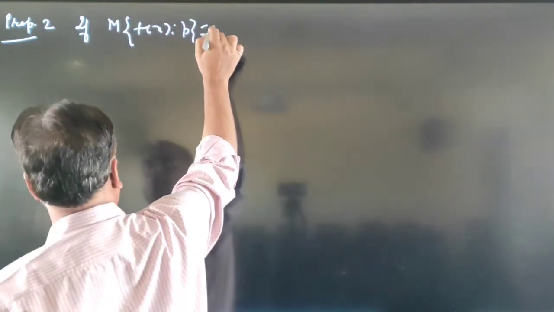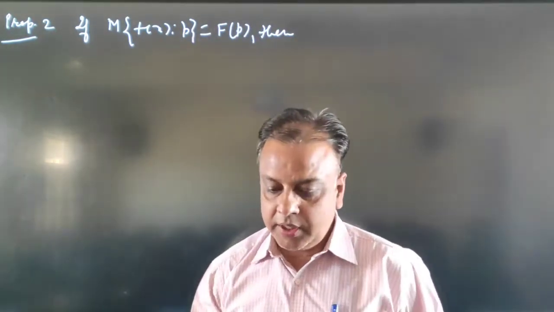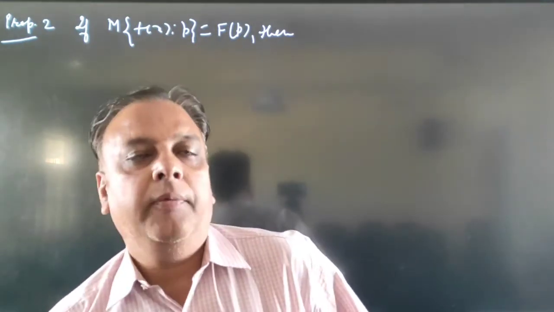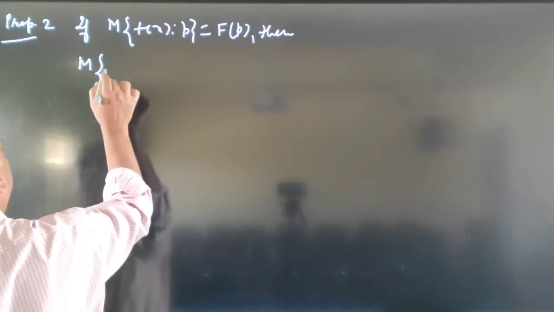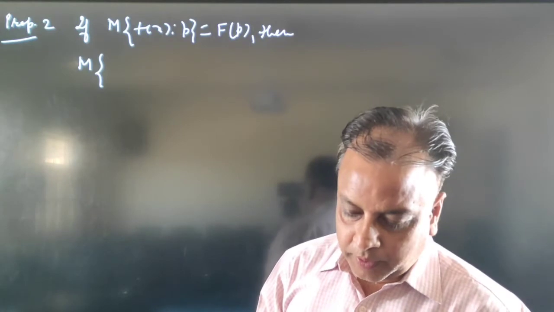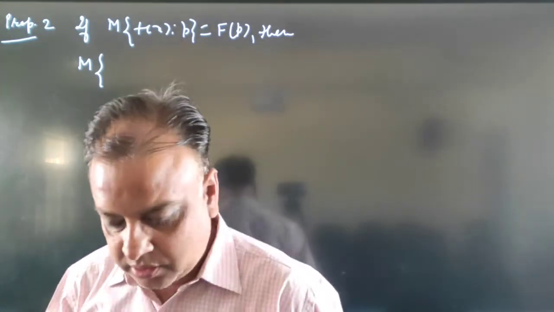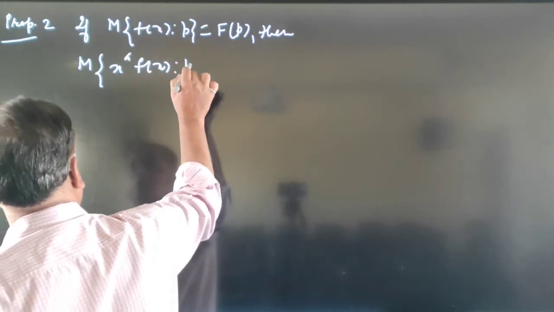The second property: if the Mellin transform of f(x) with respect to p is equal to F(p), then we have to prove the Mellin transform of the function x raised to a times f(x). What is the Mellin transform of this function x raised to a times f(x) with respect to p?